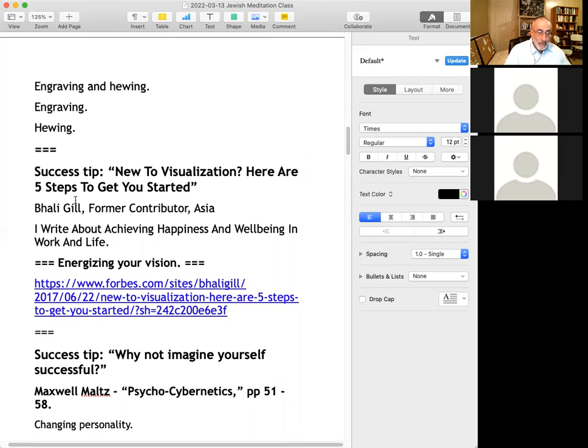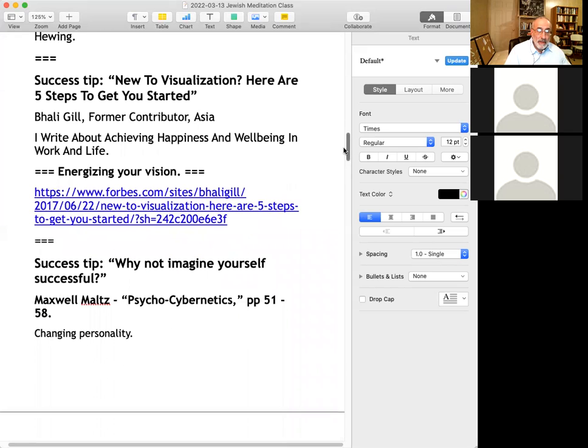Then we took a few steps with Bali Gill, who wrote about happiness and well-being and work and life, getting started in visualization. And Bali Gill mentioned something super important, which is energizing your vision. So you're visualizing something, and it has a sense of permanence, and you're hewing things away. But what you're looking at, you've got to feel it. You've got to engage with it. And it's not just looking at something. You're not just like watching a movie.